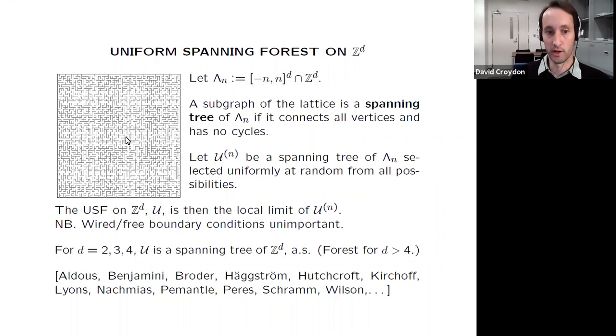And of course, it's easy to understand that what you see inside this box has a consistent distribution over different sizes of box, and so we can use this to define a subgraph of the whole lattice. This is the curly U here, and we call this the uniform spanning forest on Z^d.